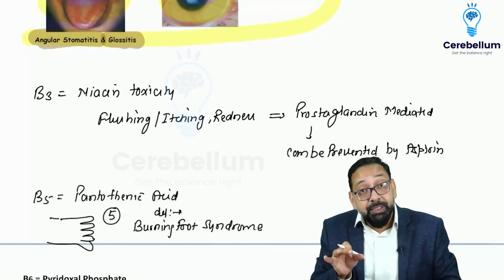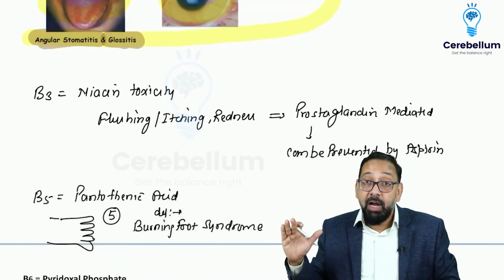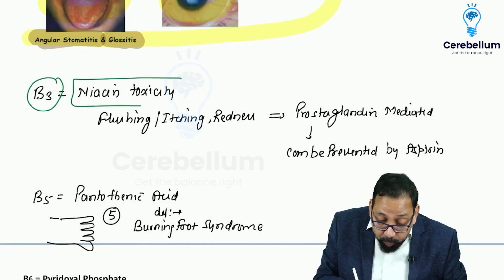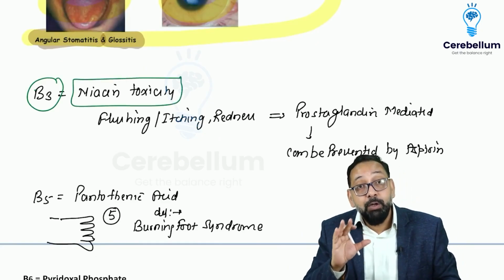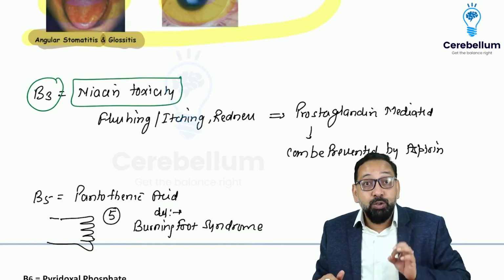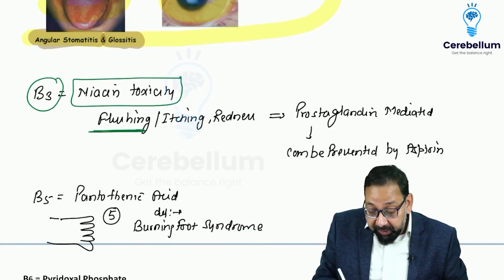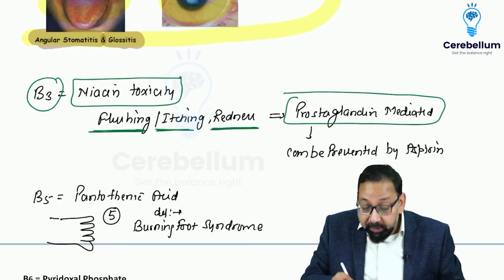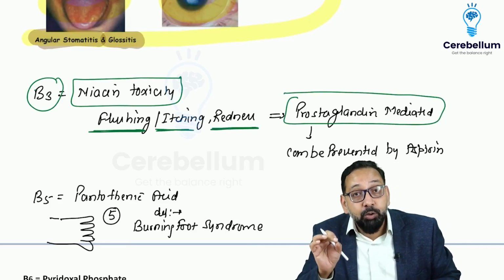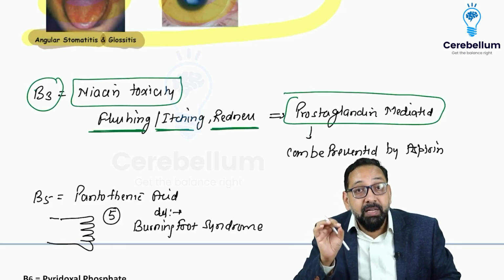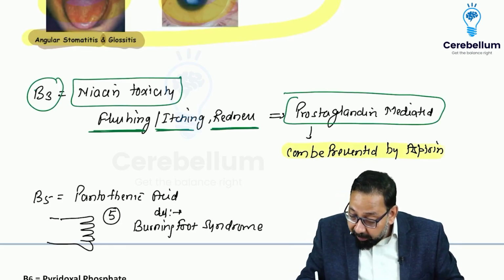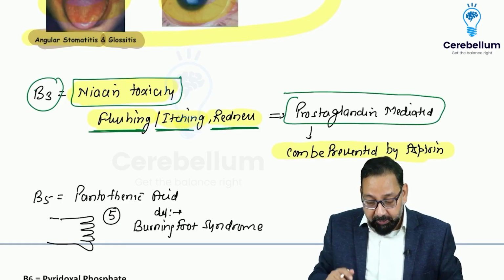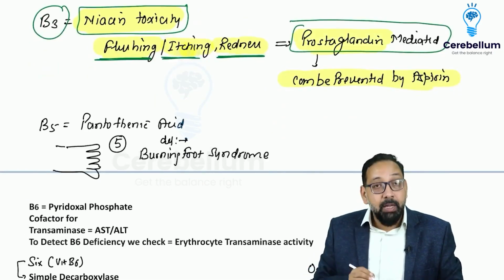B3, niacin deficiency, we have discussed in detail with pellagra and tryptophan metabolism. For the time being, here, B3 niacin can cause toxicity. Water soluble vitamins don't cause toxicity, but niacin can, and the symptoms are flushing, itching, redness. These are due to prostaglandin. So these symptoms are prostaglandin mediated. So these symptoms can be prevented by prescribing aspirin. Symptoms of niacin toxicity: flushing, itching, redness. These are prostaglandin mediated.